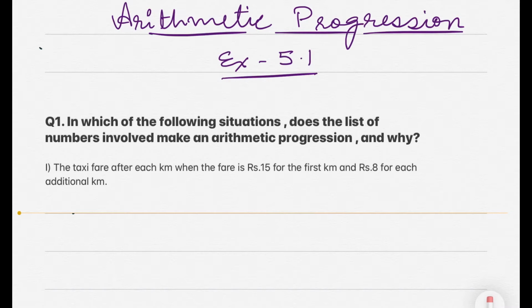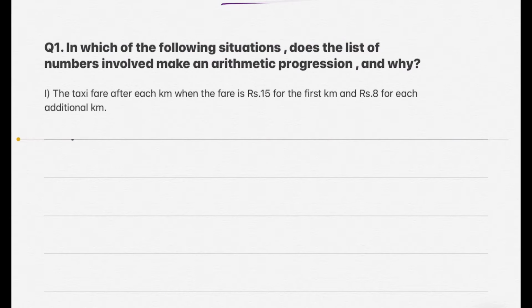Now we know that if it is an arithmetic progression, then the same term will be added to the subsequent terms. First term is a, then second term will be a plus d, and a plus 2d, and so on. So each subsequent term, d will be added to it, or I can say the common difference is the same. So for any of the reasons, if the common difference is the same, then those are in AP. Now let's go to the first part.